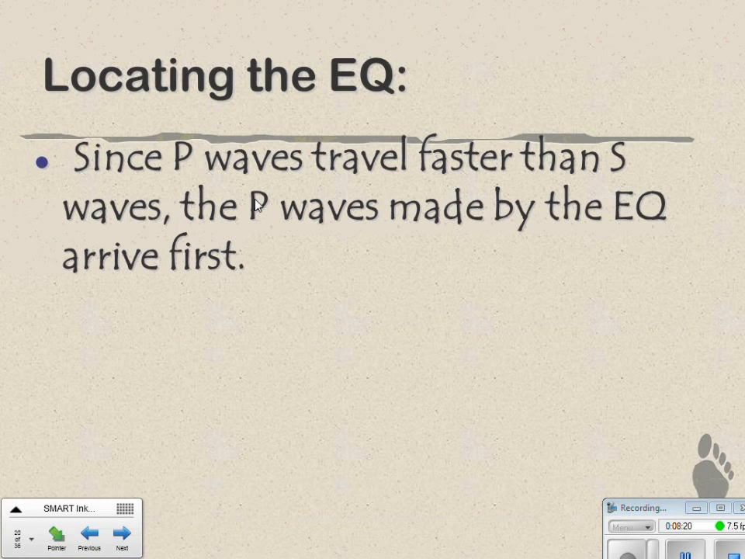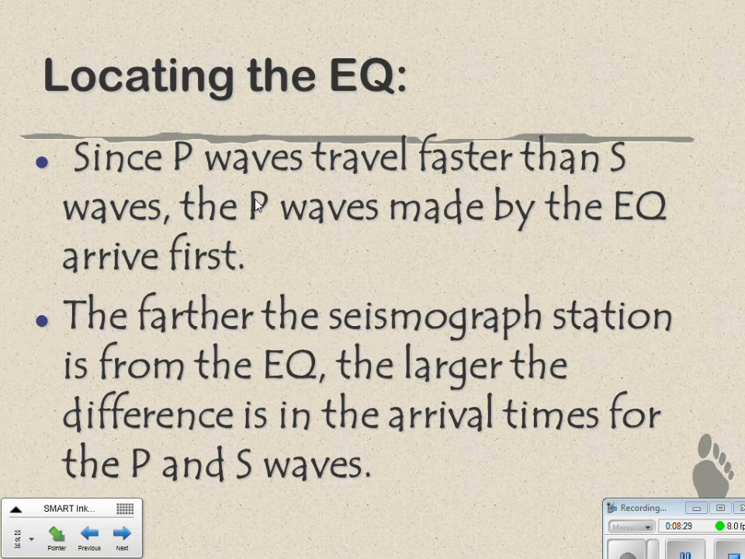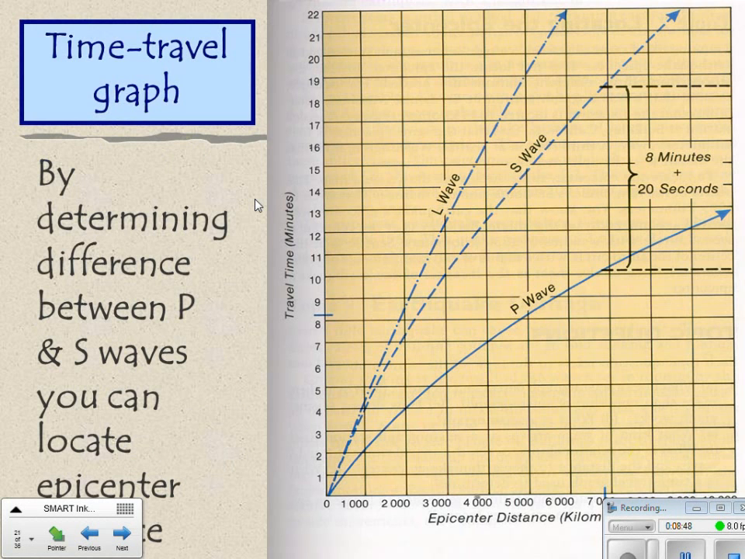Since the P waves travel faster than the S waves, the P waves made by the earthquake arrive first. The farther the seismograph station is from the earthquake, the larger the difference is in the arrival times for the P and S waves. So again, the farther away the station is, you get this bigger gap between when the P and the S waves arrive at the station because those P waves move so much faster than the S waves. And here's what's called a time travel graph. You need to write that on your notes because it's not written there. By determining the difference between P and S waves, you can locate the epicenter's location.